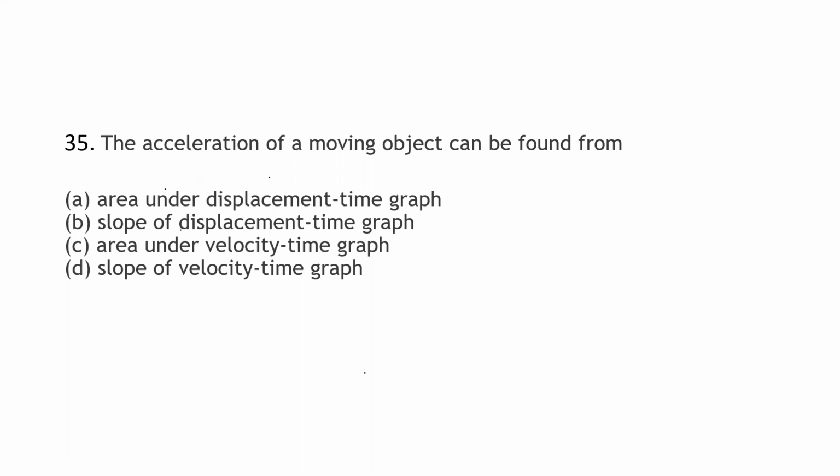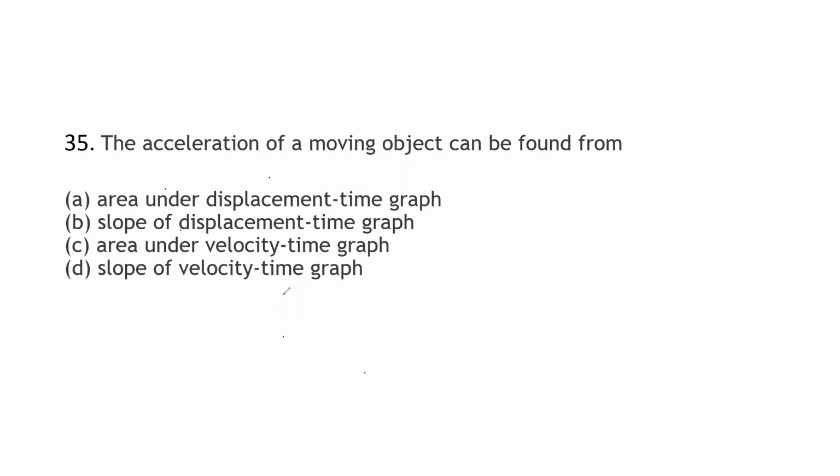The acceleration of a moving object can be found from: one, area under the displacement-time graph; two, slope of the displacement-time graph; three, area under the VT graph; four, slope of the VT graph. So here, let us see how to understand this. If you know directly, we can write it. If you don't know this concept, how to do this? See, options we can verify.